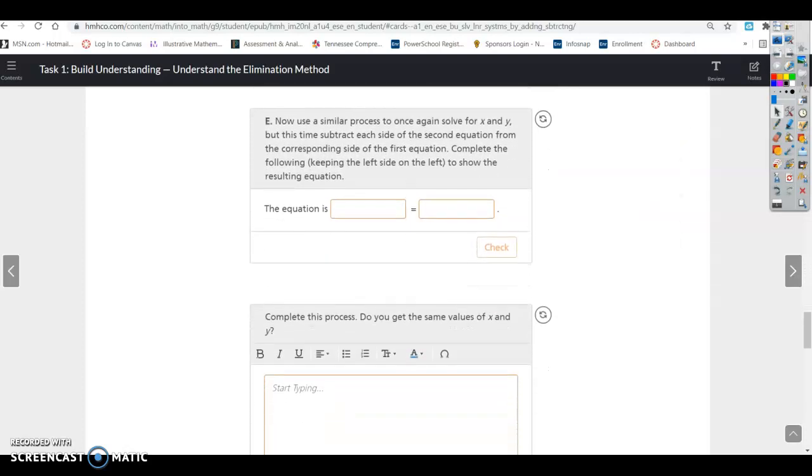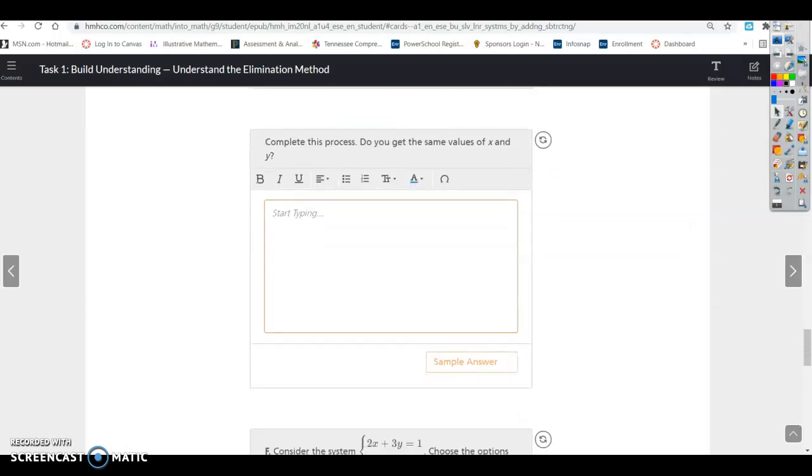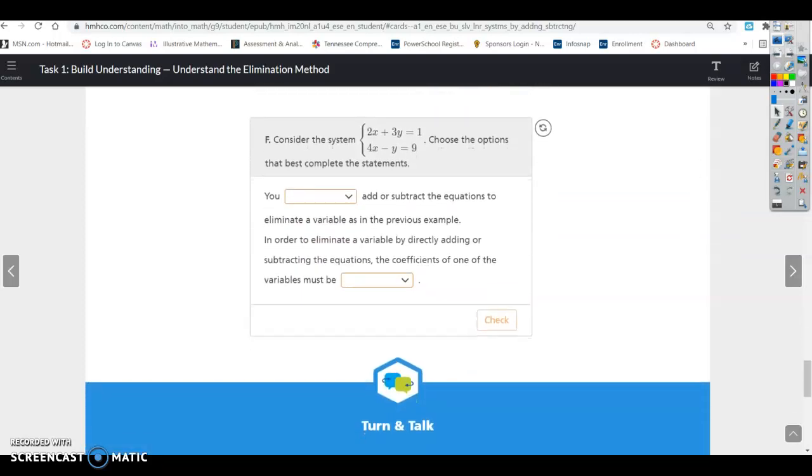Alright, now use a similar process to once again solve for x and y, but this time subtract each side of the second equation from the corresponding side. Okay, so that's basically the same thing. We're going to skip through that. Let's see.